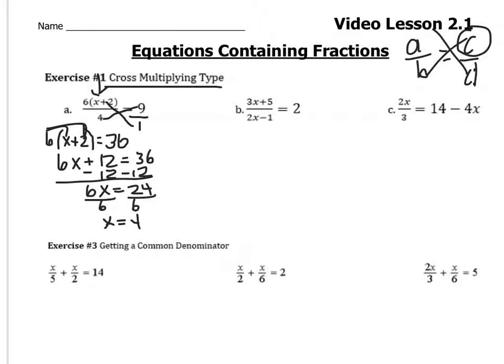Now, as we talked about previously in set notation, here's what that would look like. {x | x = 4}.